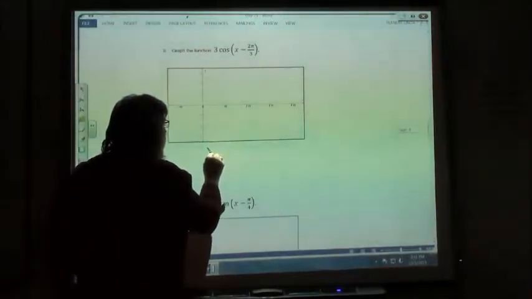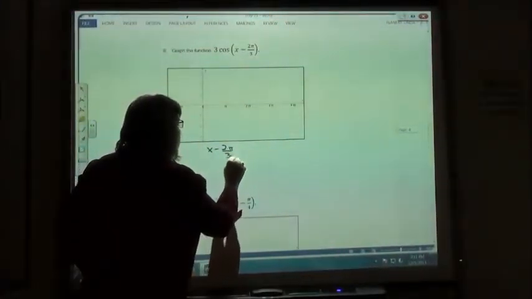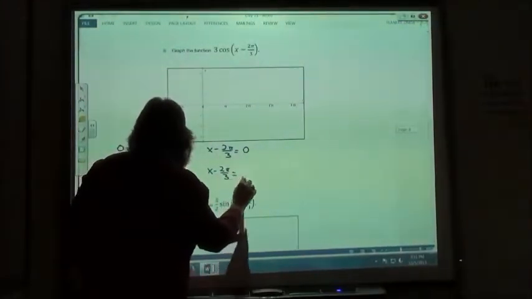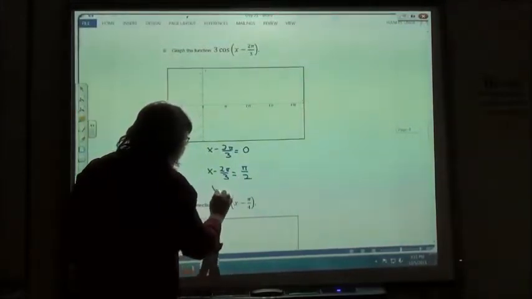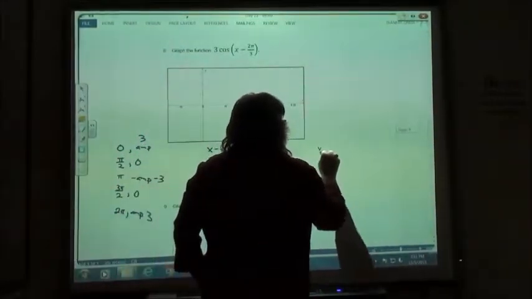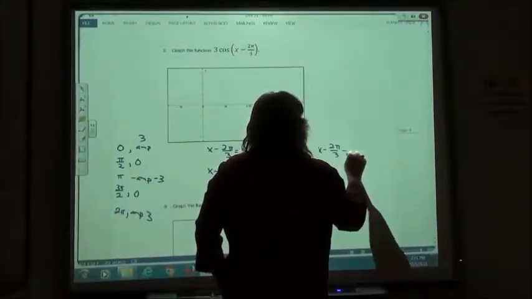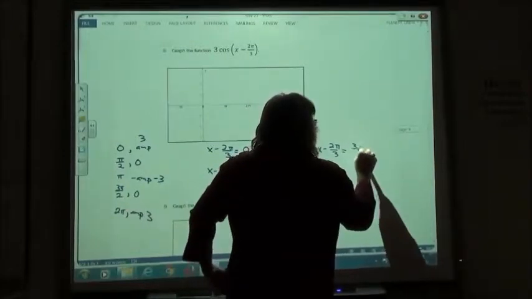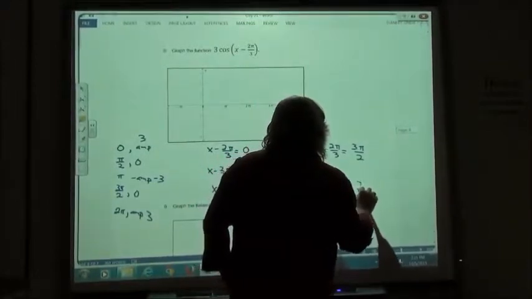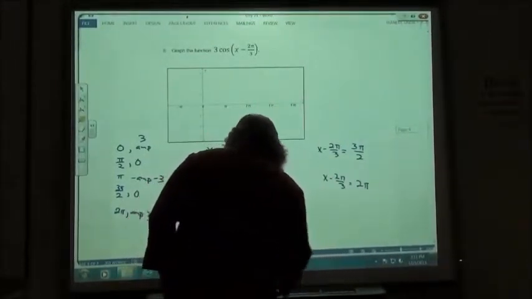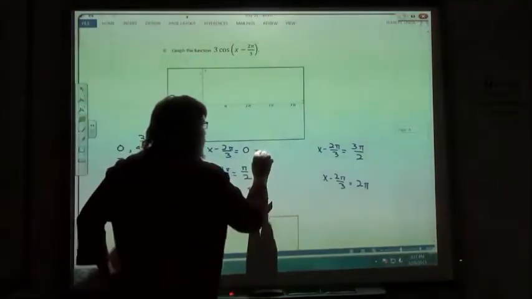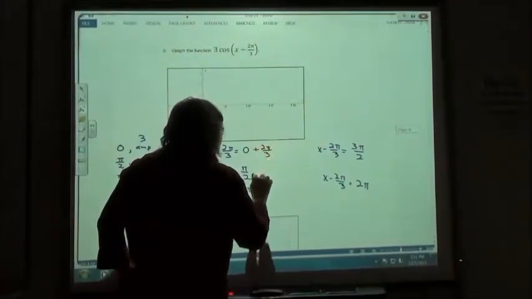So I'm going to do x minus 2 pi over 3 equals 0. x minus 2 pi over 3 equals pi over 2. x minus 2 pi over 3 equals pi. x minus 2 pi over 3 equals 3 pi over 2. And x minus 2 pi over 3 equals 2 pi. So on each of these, I'm going to add 2 pi over 3. I'm just going to put it down there.